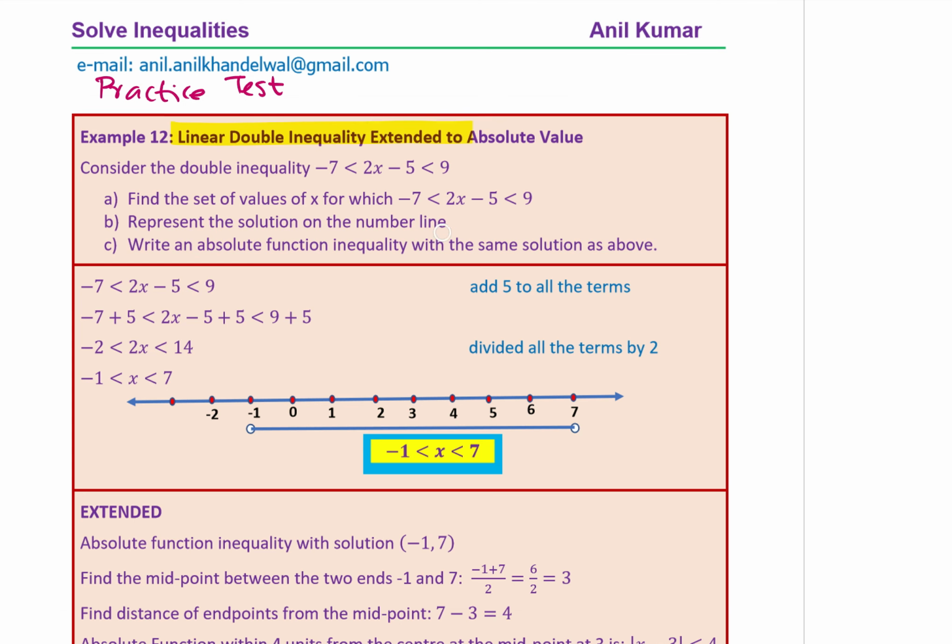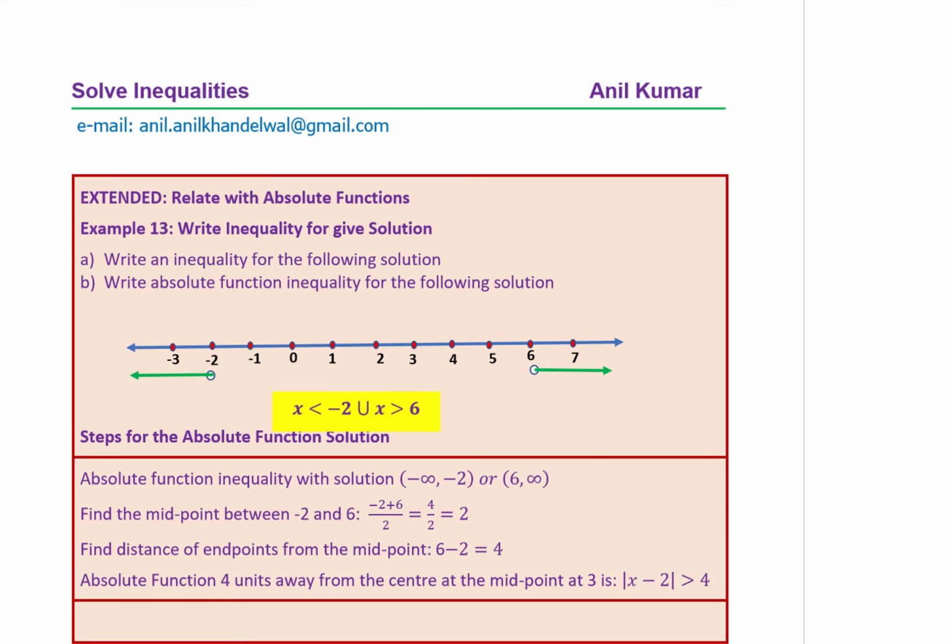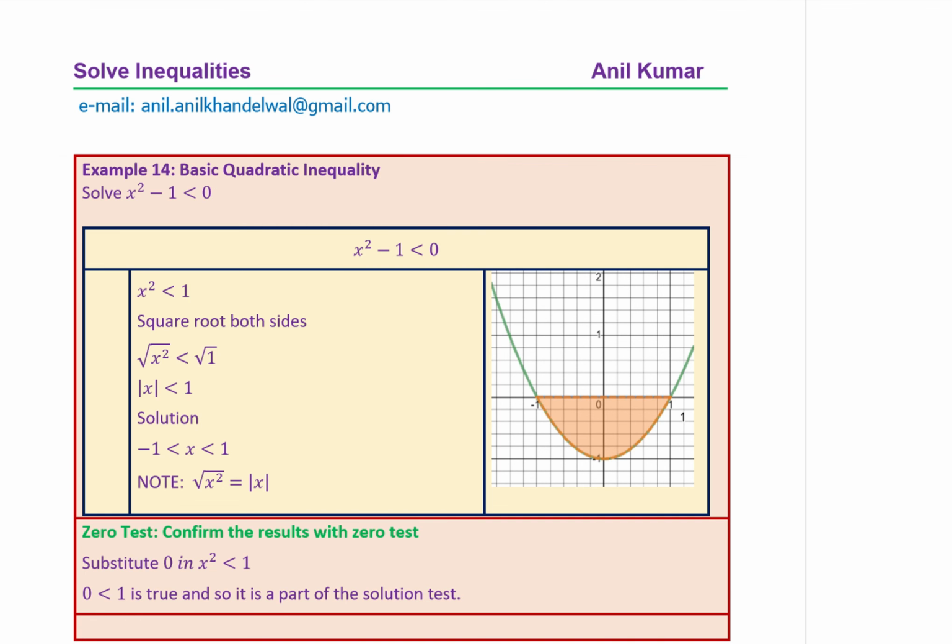Represent the solution on a number line. Write an absolute function inequality with the same solution as above. So this part of an absolute function we'll actually discuss in the next session. Perfect. So rest of the things I'd like you to do. Perfect. Now here is the next example. Well, that's the solution. Okay.